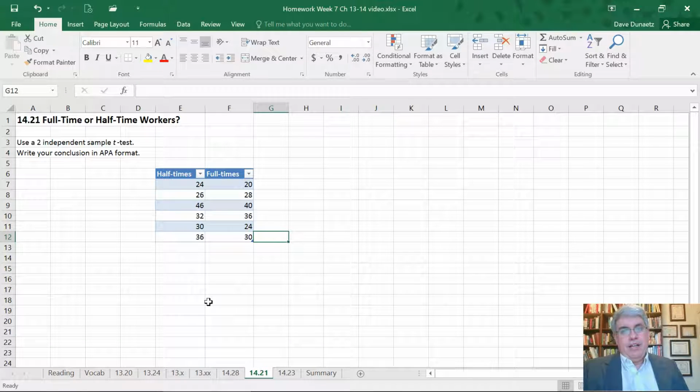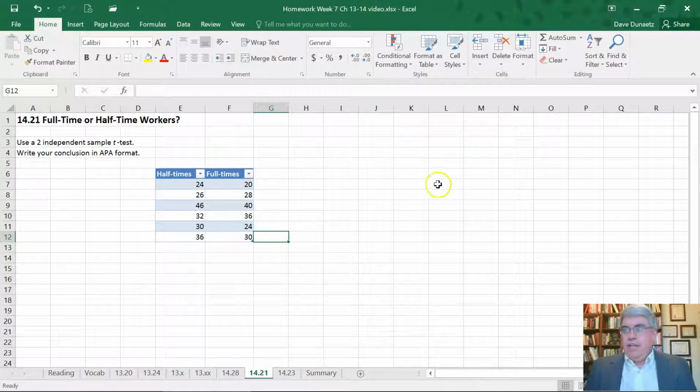Or he might be afraid. He might also think, well, maybe half-time employees might even be more productive because they're only working a half day and they're not going to be as tired. So he decides to do a test measuring the production rate of half-time employees and full-time employees. And so these two sets of employees are different.